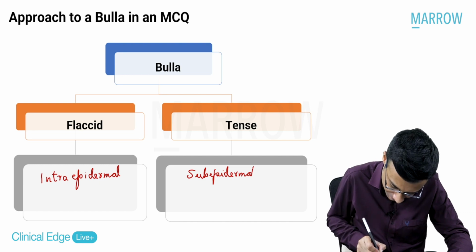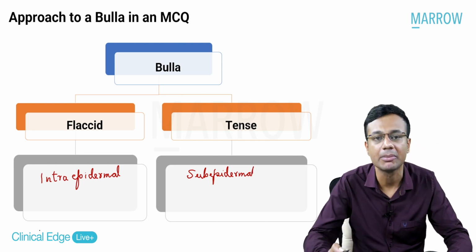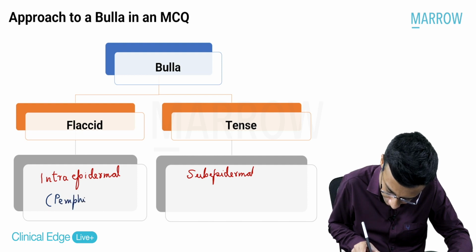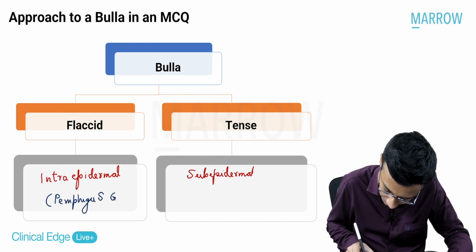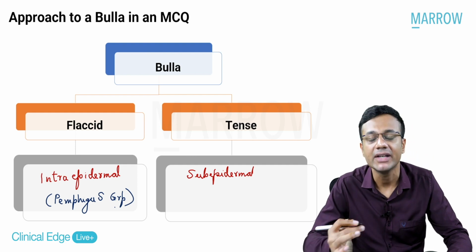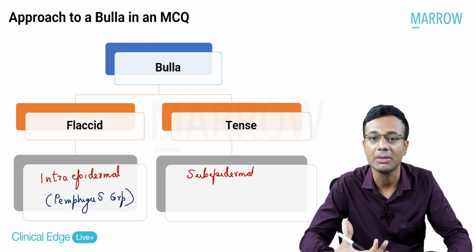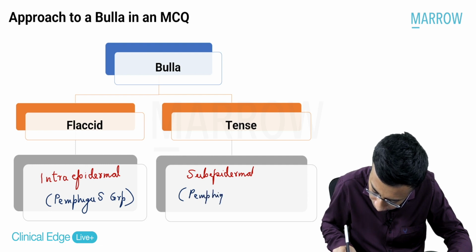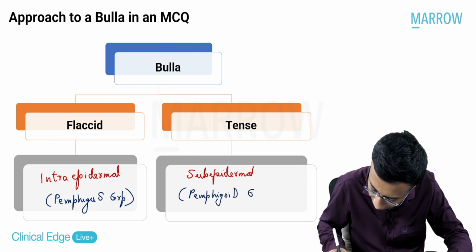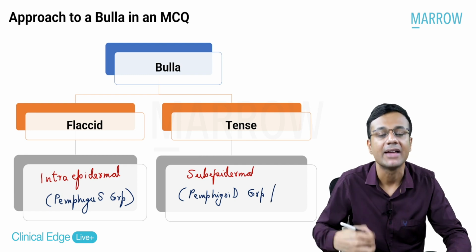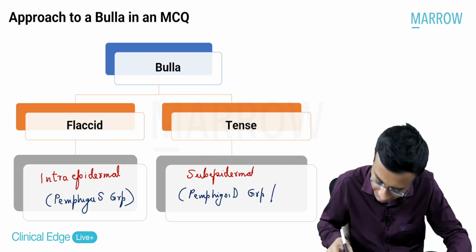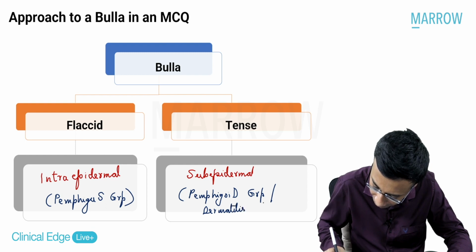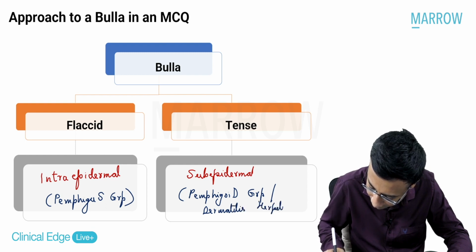And please remember, students, whenever the word intraepidermal comes, always think about the pemphigus group, which is the superficial group. And whenever you're thinking of the subepidermal blistering disorders, always think about the pemphigoid group, which are the deeper bullous lesions. And one more important disorder which is deeper is dermatitis herpetiformis.